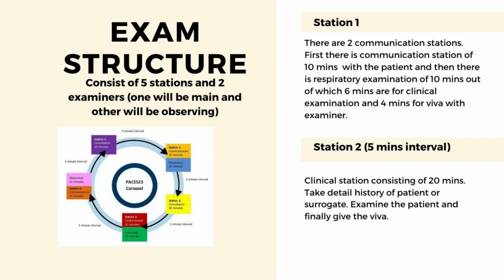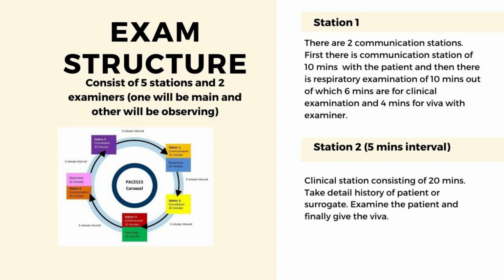Then there is a 5-minute interval. Station 2 is clinical consultation, which is the long form of the previous station 5, which was basic clinical consultation. Now it is clinical consultation. It consists of 20 minutes, and in this station you need to take a detailed history from the patient or surrogate, and examine the patient. You should do the appropriate examination, not miss any important step, and finally you need to give the viva with the examiner as well. There are usually 2 examiners on each station.